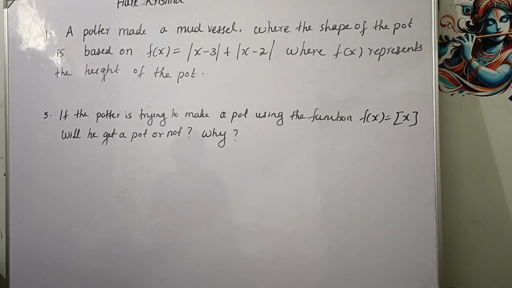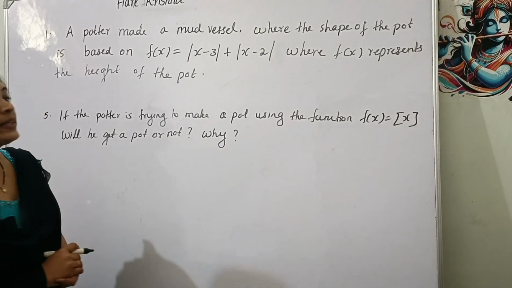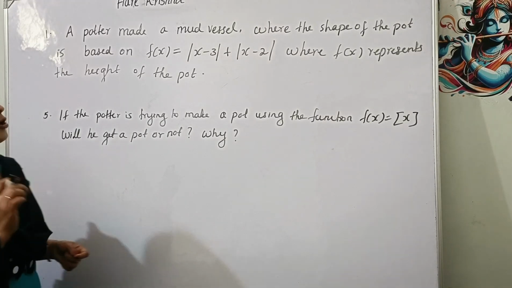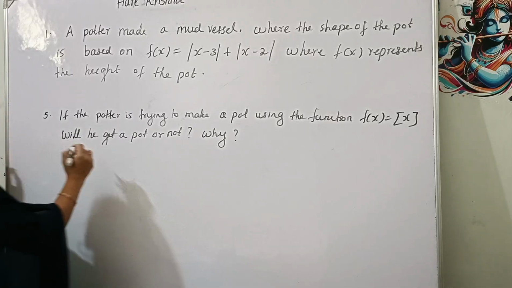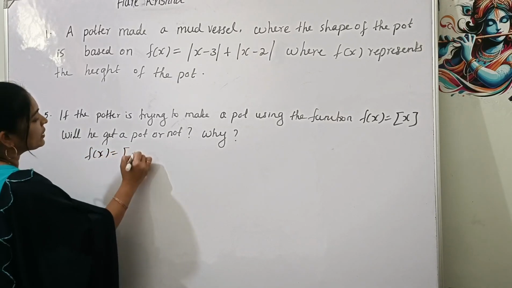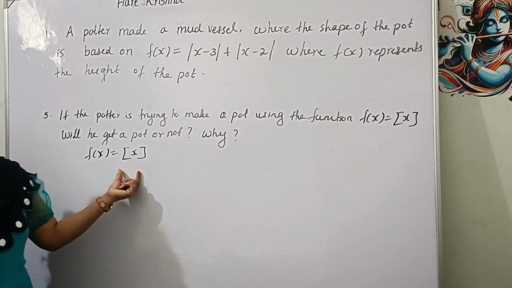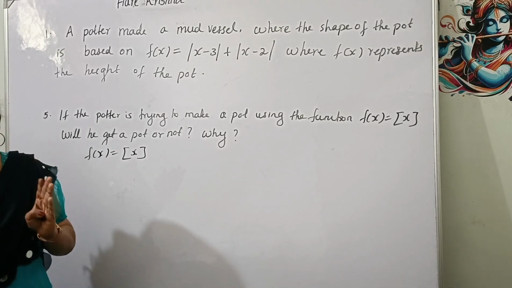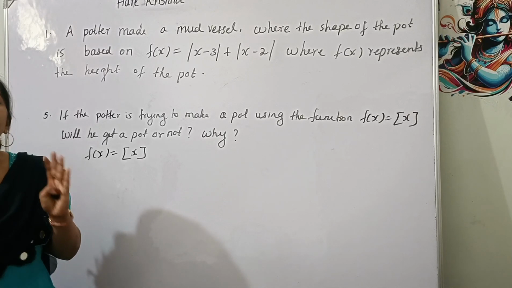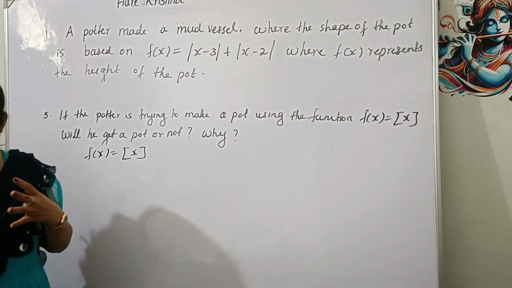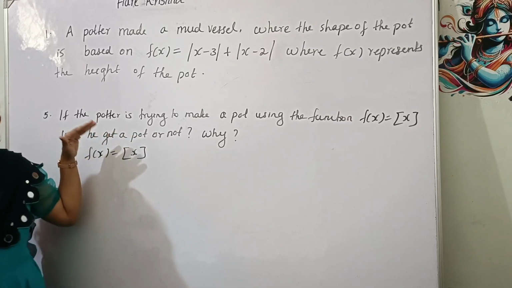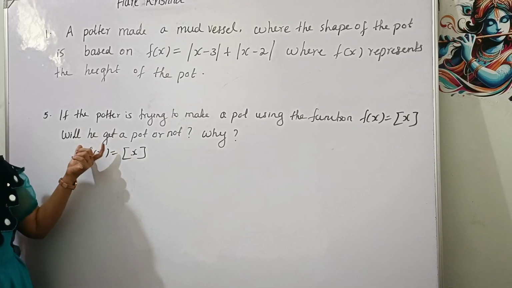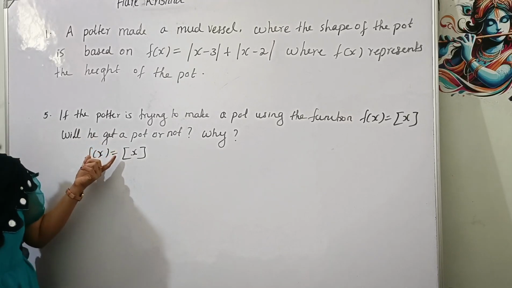Next question is, if the potter is trying to make a pot using the function f of x is equal to greatest integer of x, will he get a pot or not? Why? See, the given function, that is f of x is equal to greatest integer of x, is the greatest integer function. And in continuity, we have learnt that the greatest integer function is not a continuous function. If it is not a continuous function, then he cannot make a pot. Okay, it will break in between, right?